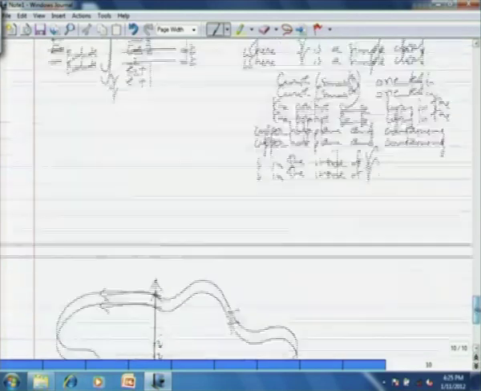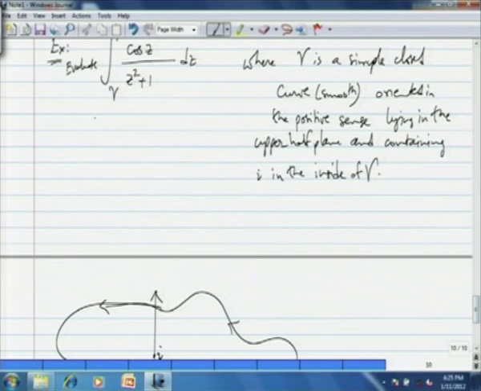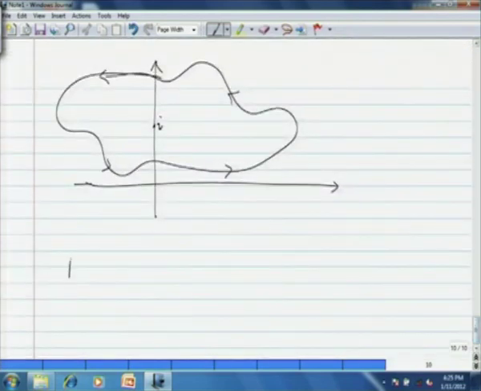Now we want to evaluate cos z by z squared plus 1 dz. So, by Cauchy's integral formula. Well, before I use Cauchy's integral formula, I apologize.